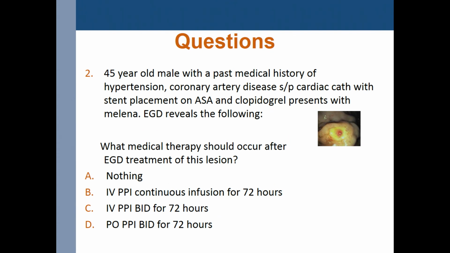Question 2. A 45-year-old male with a past medical history of hypertension, coronary artery disease, status post cardiac catheterization with stent placement on aspirin and clopidogrel presents with melena. EGD reveals the following. What medical therapy should occur after EGD treatment of this lesion? A, nothing. B, IV PPI continuous infusion for 72 hours. C, IV PPI BID for 72 hours. D, PO PPI BID for 72 hours.